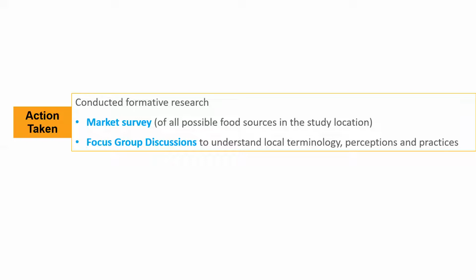And for this purpose, we conducted formative research, which included a market survey and focus group discussions. The market survey was to get an idea of the food environment in the study area, from where they get fruits, vegetables and other groceries, and what the sources of food procurement are. And the focus group discussion was to understand the terminologies, perceptions, and their local practices. Because in the initial discussions, we came to know that a few practices are not available, but Professor Sunita still wanted to retain those questions in the questionnaire, because those practices might still be practiced in Indonesia or Senegal. So for that purpose, we have retained a few questions, even though they are not practiced here.